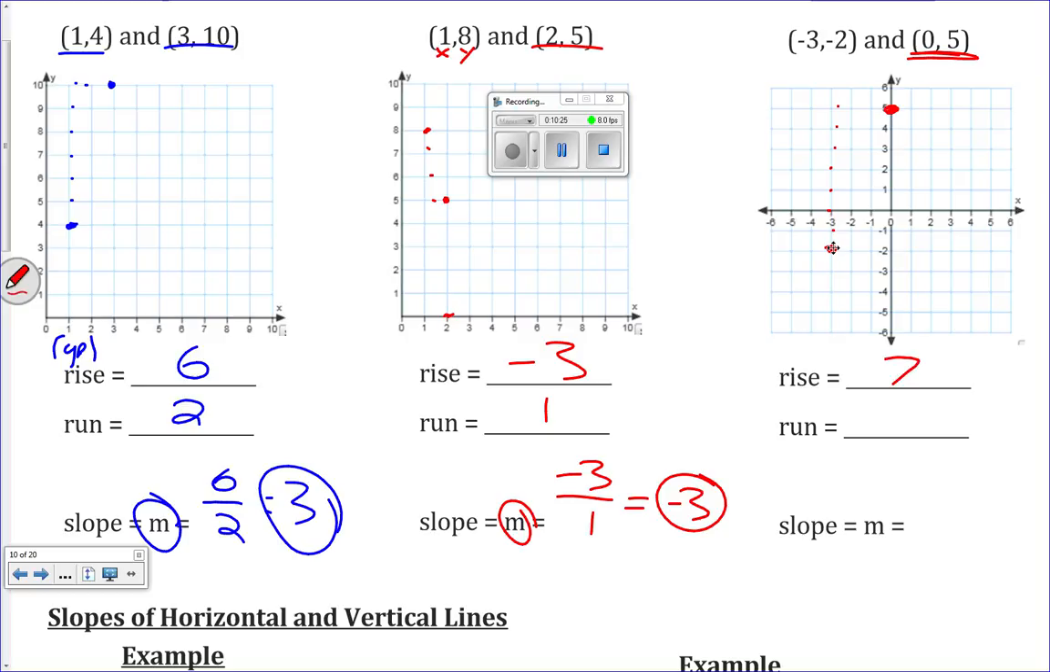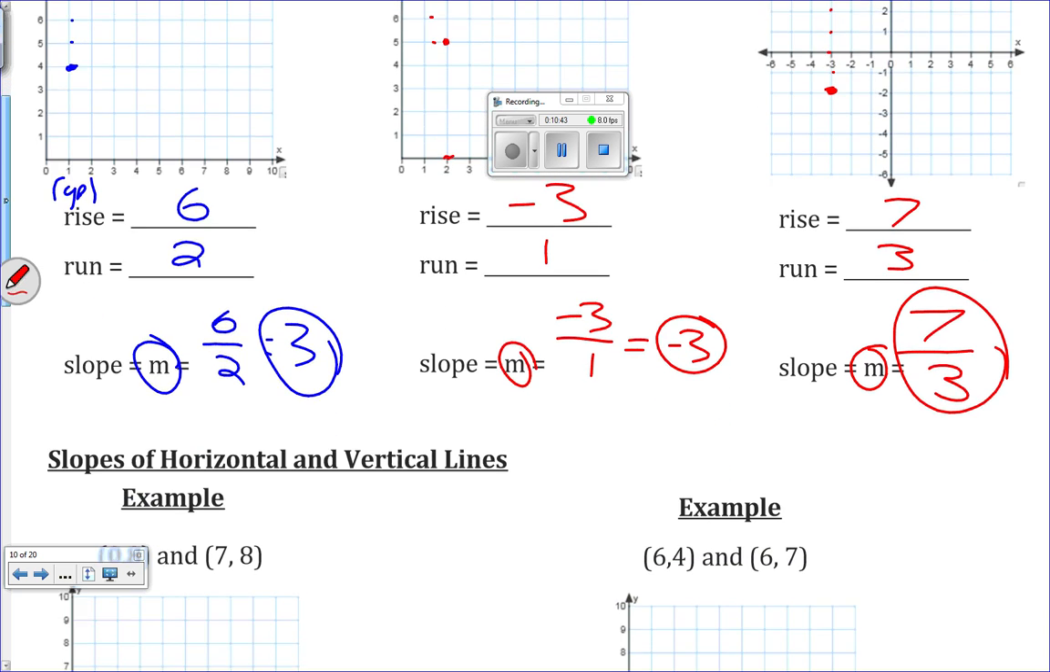7 up. And then I went over 1, 2, 3. I went up 7 and over 3. So my slope, or my m, is going to be my rise over my run, 7 over 3. That is the slope. We can leave it as a fraction. It's already reduced. I don't have to do anything to it. We don't have to make it a decimal. We'll just leave it like that.